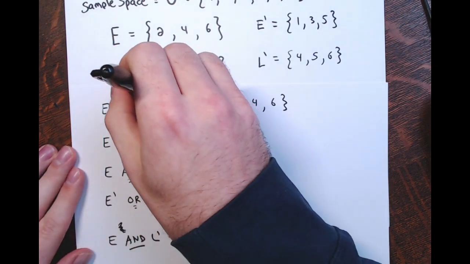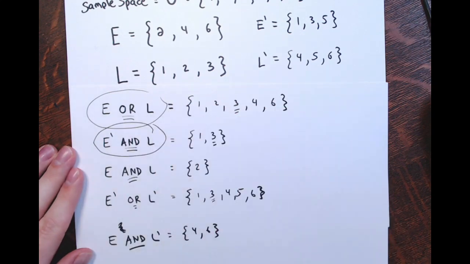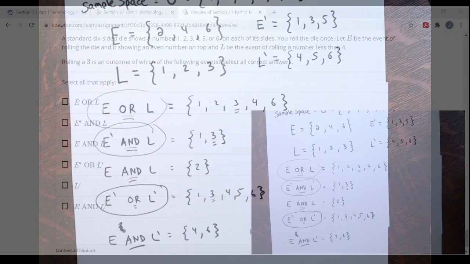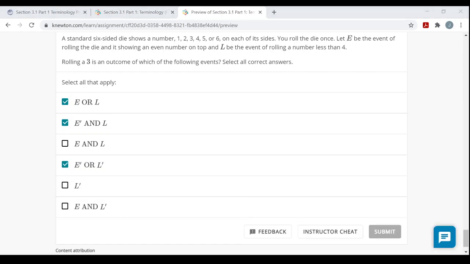So E or L has 3, not E and L has 3, and not E or not L has 3. And so those will be the only ones I check off back in the assignment. So I said E or L has 3, not E and L has 3, and not E or not L has 3. And the other 3 don't have the number 3 in it. All right, and I'll submit.